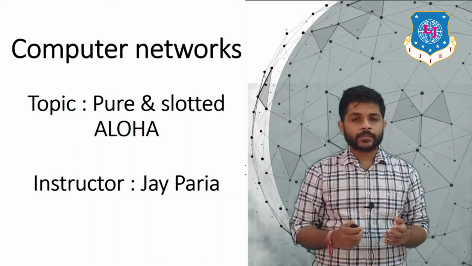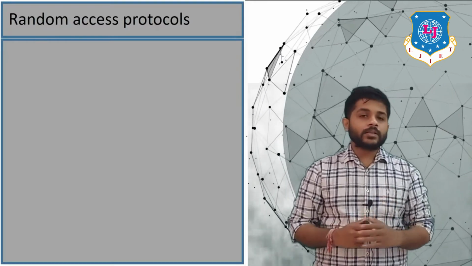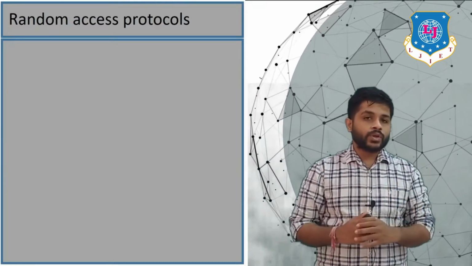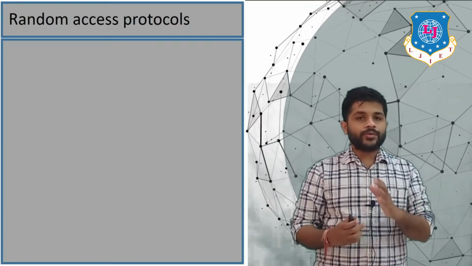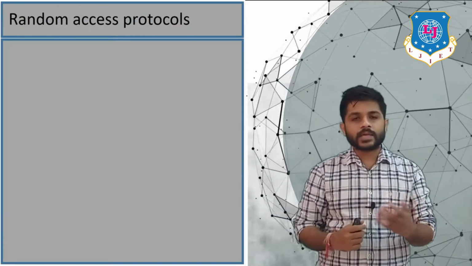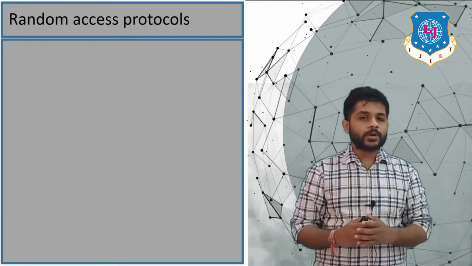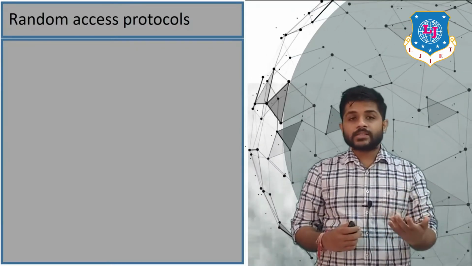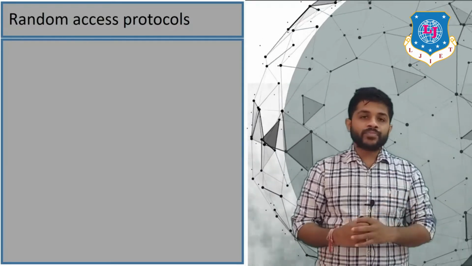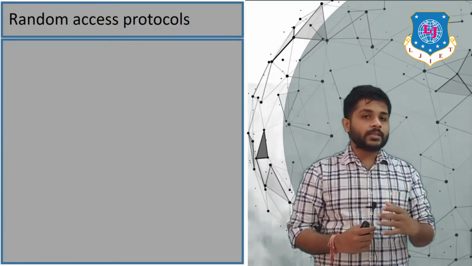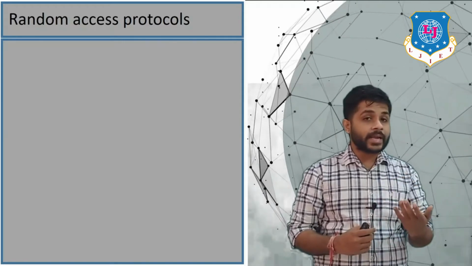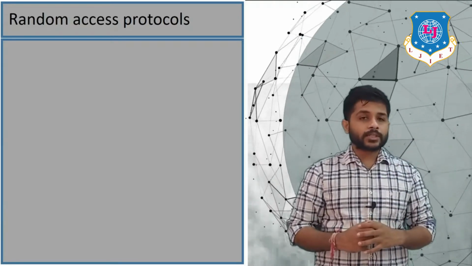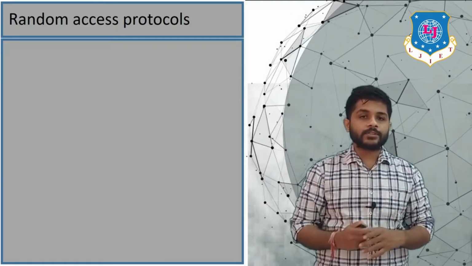So let's start. Pure ALOHA and slotted ALOHA are part of the random access protocol. So what is the random access protocol? In the random access protocol, when there is a collision in the network, stations will wait for some random amount of time. You are going to discover that in the random access protocol, there is a high possibility that the sent data will be part of a collision. So there are some steps for the random access protocol, and let's see those first.